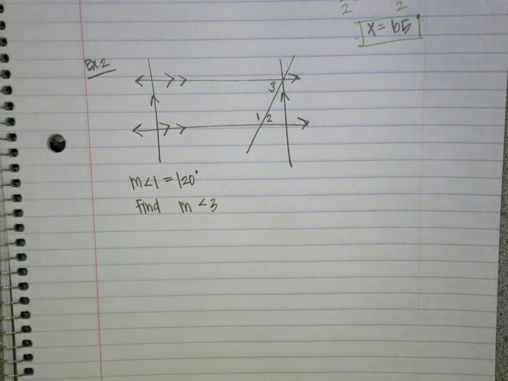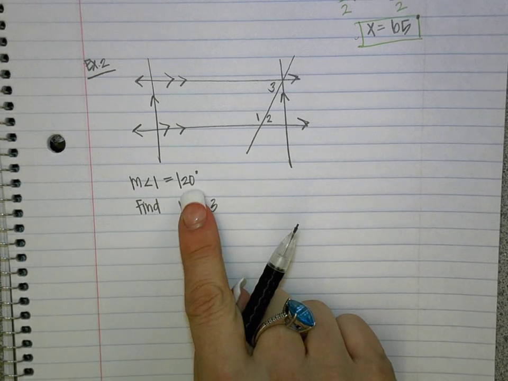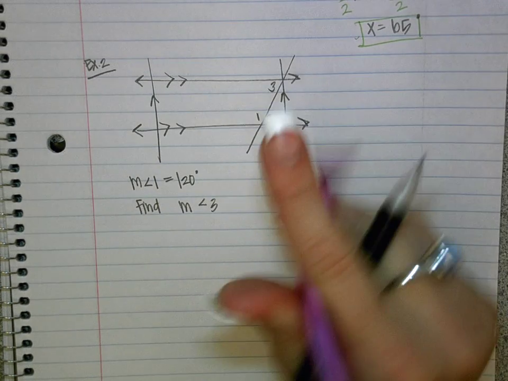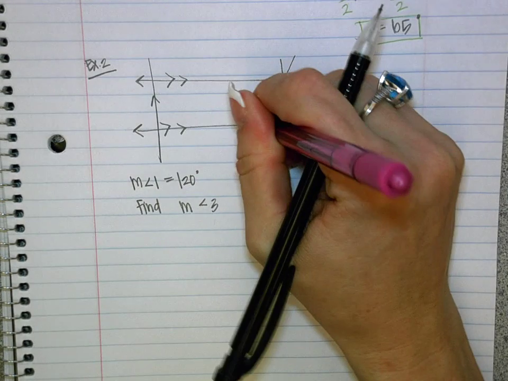So we're going to use all the different things that you've learned. Whatever they're giving you, you want to plug that in first. So instead of angle 1, I'm going to rewrite this. I'm going to write 120, right on top.